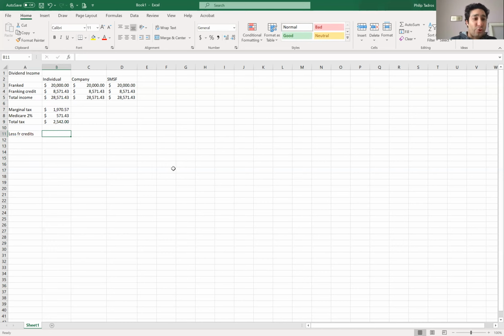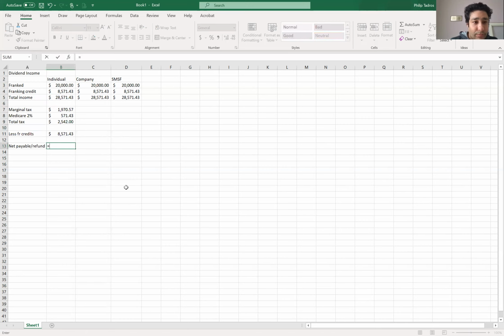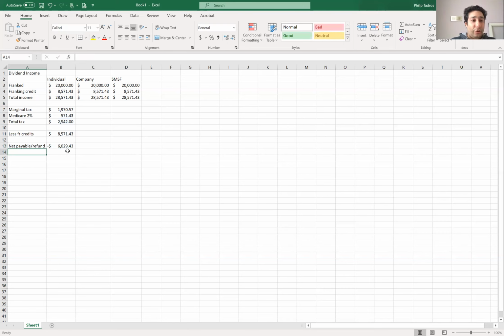So 2,542 is tax in your hands as an individual. It's a tax payable amount, but the franking credits is $8,571. So you're left with a net refund. So we do the total tax minus the franking credits, 8,571. You're left with a refund of $6,029.